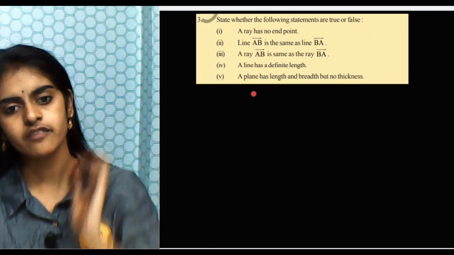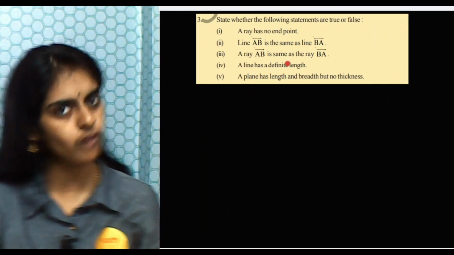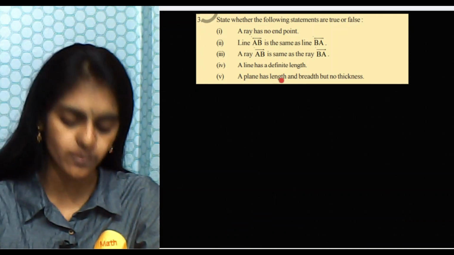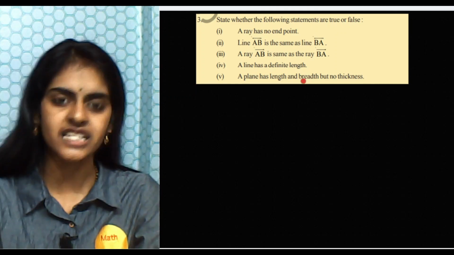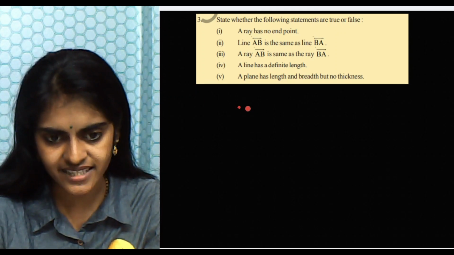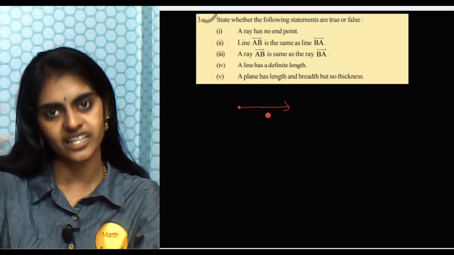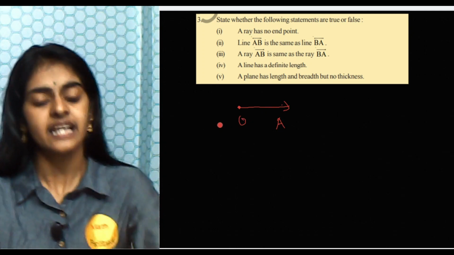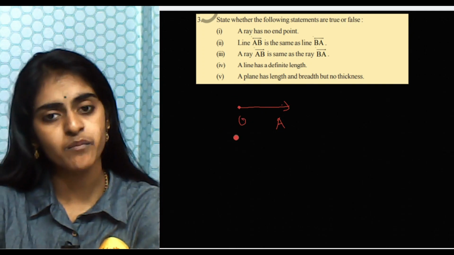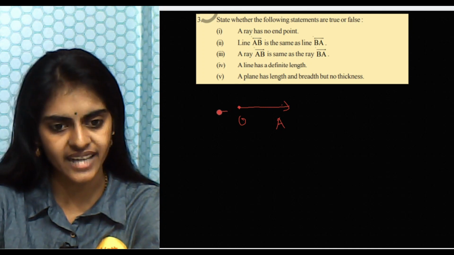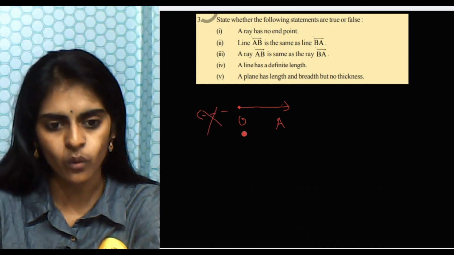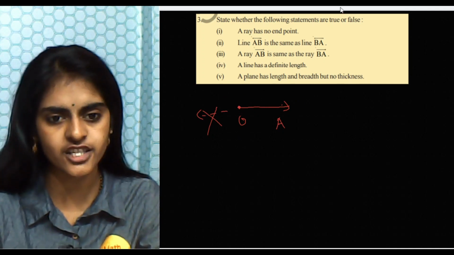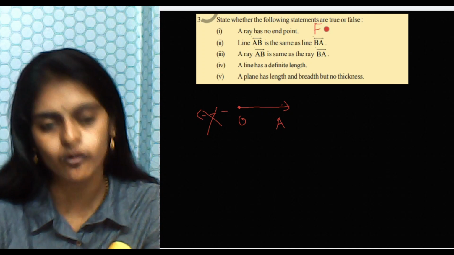State whether the following statements are true or false. A ray has no end point. True or false? It is false. Why? See, this is a ray. It has a point and it is moving only in one direction. Suppose this is ray OA. See, this is an end point. Why? Because this ray cannot move in this direction. Can this ray move in this direction? No. So it can only move in one direction, which means this is the end point. Understood? So a ray has no end point is false.